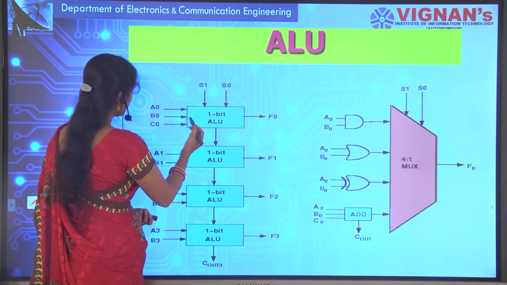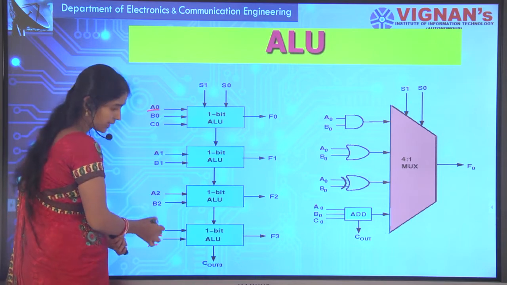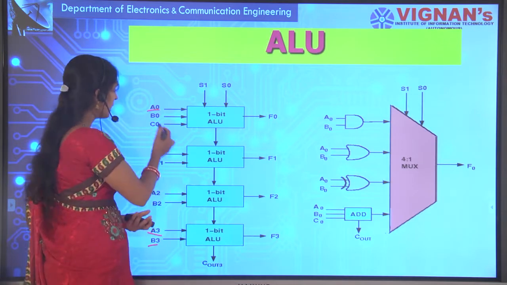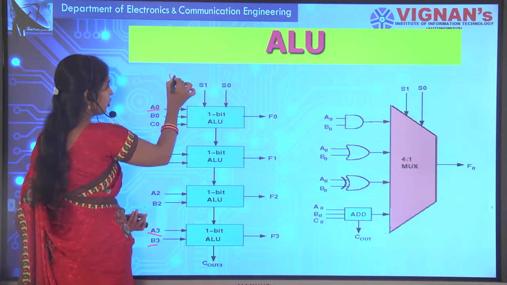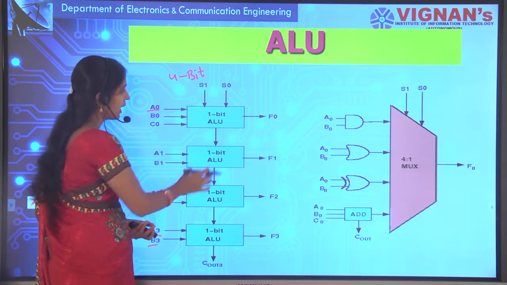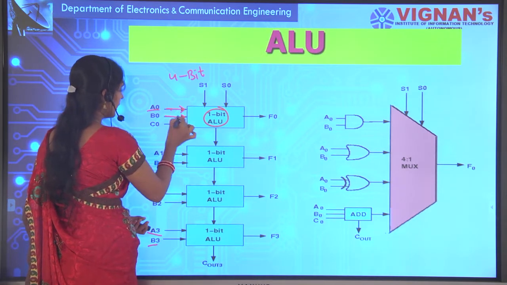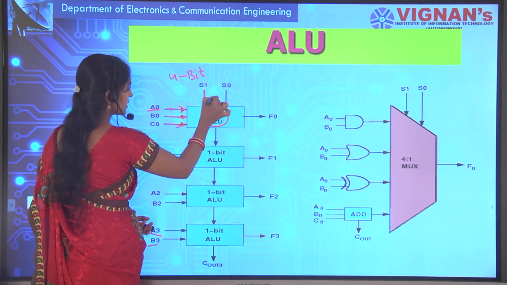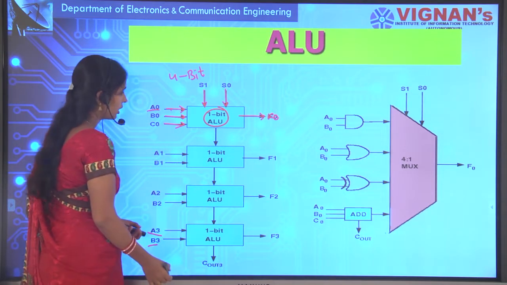Suppose it is like A0 to A3, that is, A is of 4 bits, like you are designing a 4 bit full adder. A is of 4 bits and B is of 4 bits. You want to design a 4 bit full adder, it will take A 4 bits and B 4 bits, and that will be given to the 1 bit ALU. The 1 bit ALU will be taking A0, B0 and C0, taking selection lines S0 and S1, providing F0 as your output.